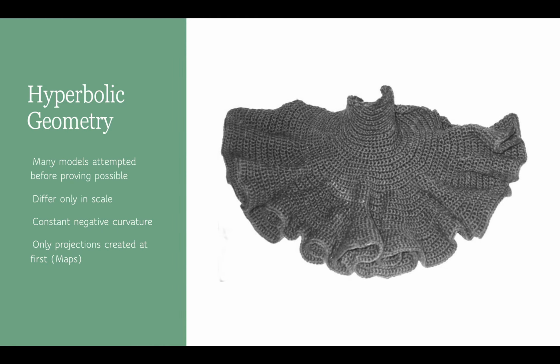So next we have hyperbolic geometry. And this geometry was originally just considered hypothetical because no models were created at first that could create a constant negative curvature, which is the opposite of spherical geometry, which is constant positive curvature. And then eventually models were made, such as this crochet model that has constant negative curvature.